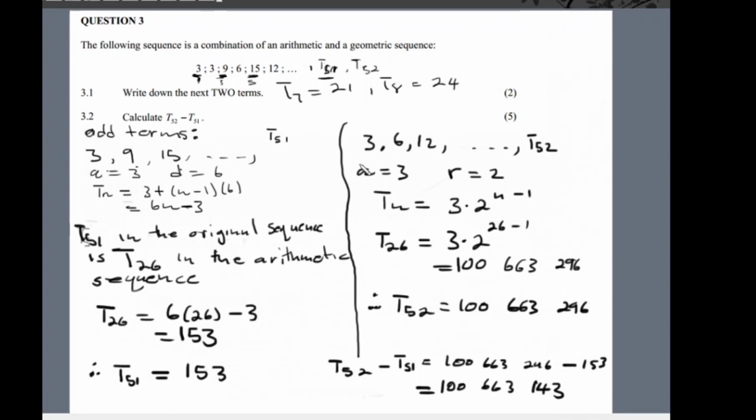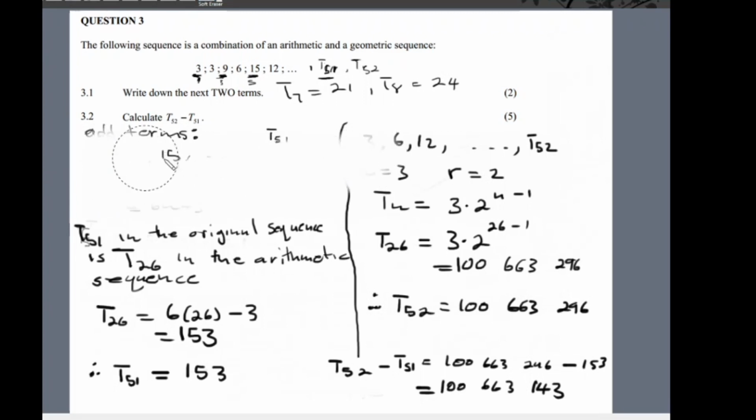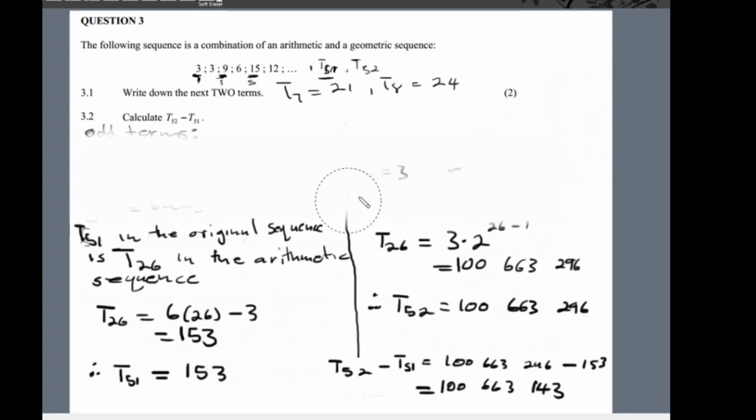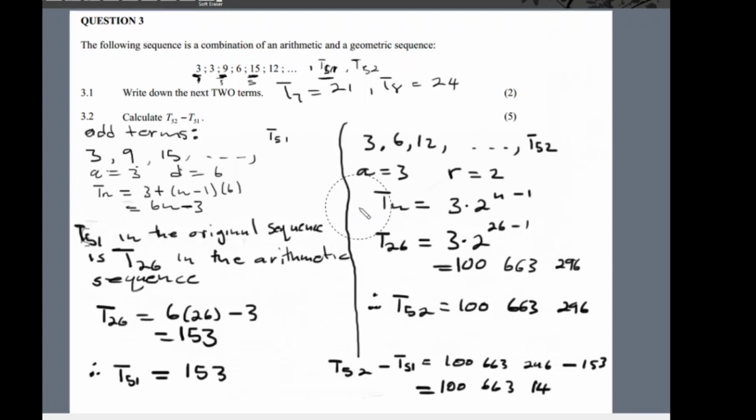Yeah, this question is quite difficult for me to explain. Okay, I hope it makes sense the way I explained it. If maybe it's confusing, let me know and I'll try to explain it better. Yeah, it's a tricky one. Okay, so now we go to 3.3.